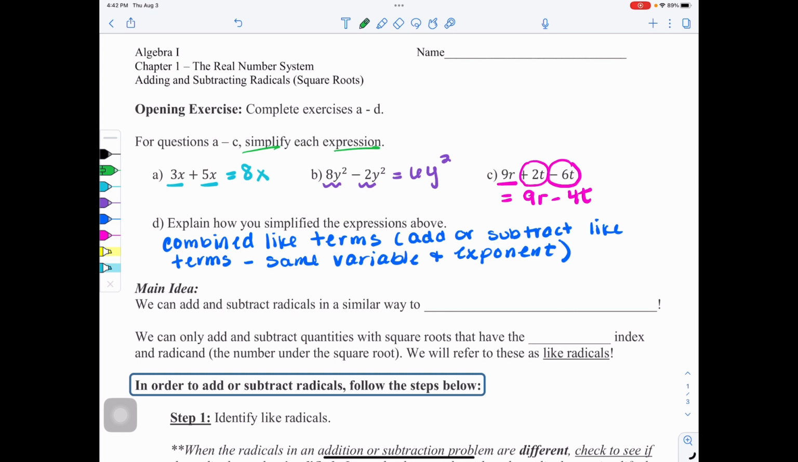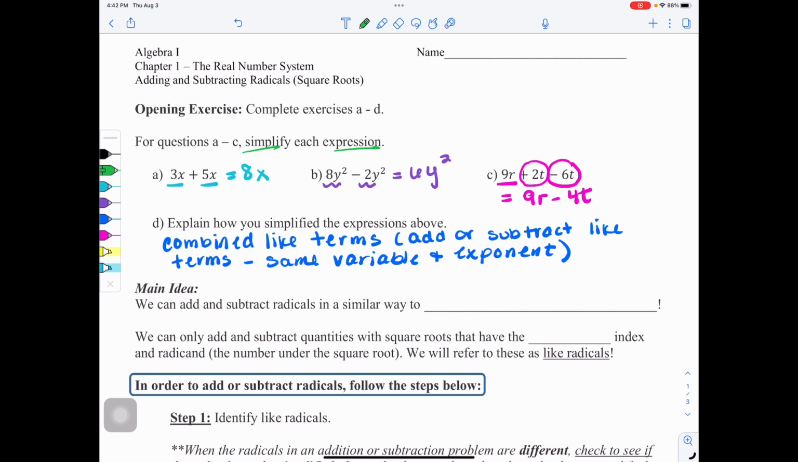So in letter A, you have 3x plus 5x. Those are considered like terms. They have the same variable of x. And technically, the exponents on x are 1s. So you're allowed to combine them by adding up the coefficients, just the numbers in front. So 3x plus 5x should be 8x.